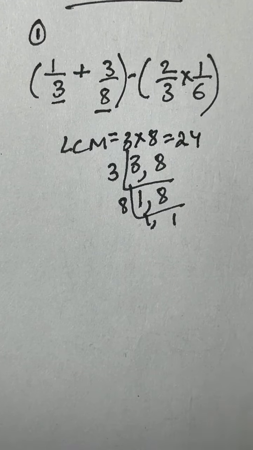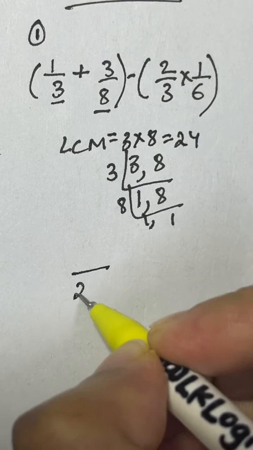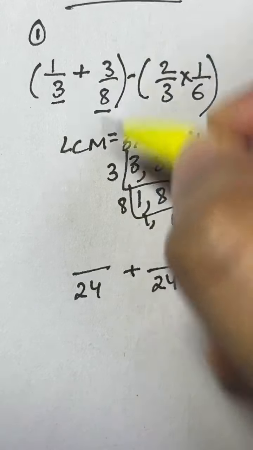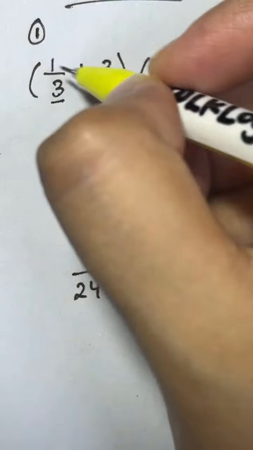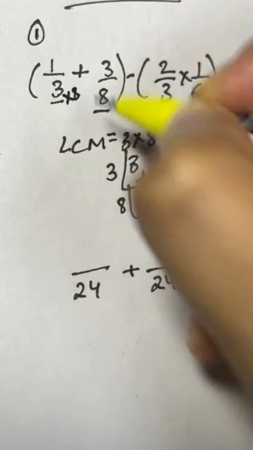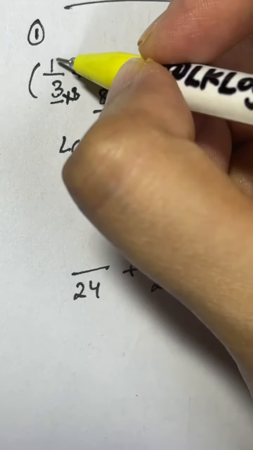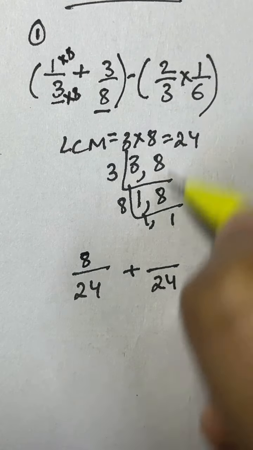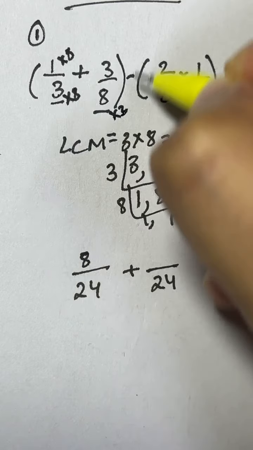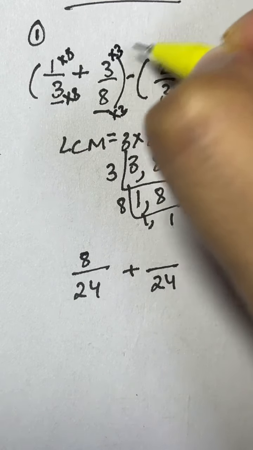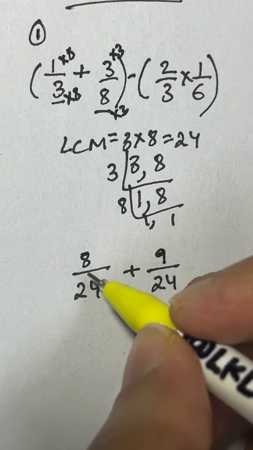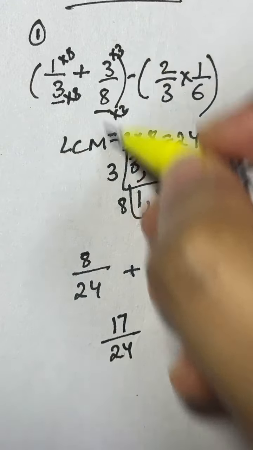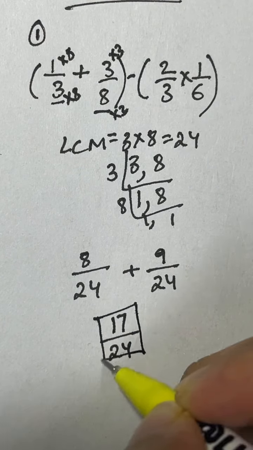Okay, now let's write down, make the denominators 24. 24 plus 24. So now you have changed from 3 to 24. You have to multiply by 8 to get a 24 here. So the same thing has to be multiplied here. 1 times 8 is 8. Plus you have 8 times 3. So here 3 times 3 gives you 9. And 8 plus 9 is 17. 17 over 24. Okay, this part you have solved. You got 17 over 24.